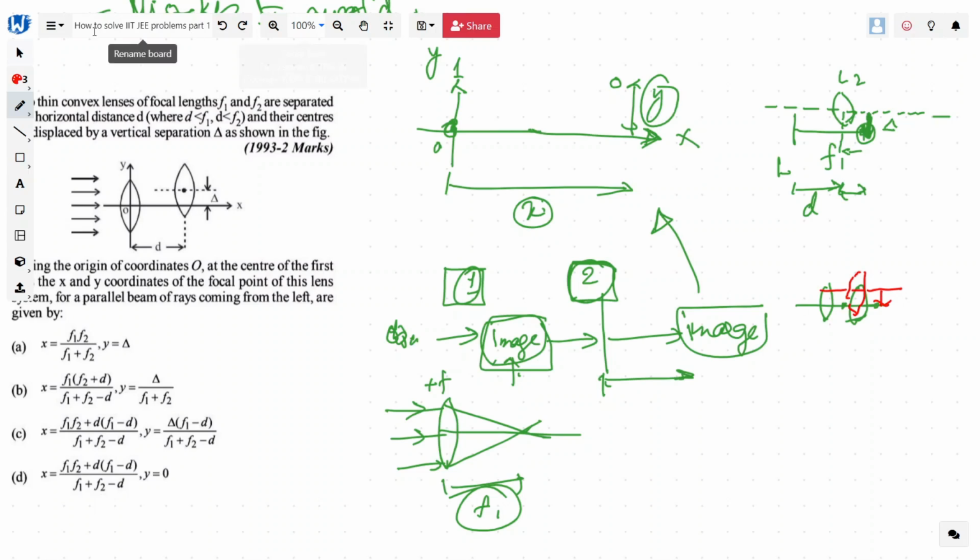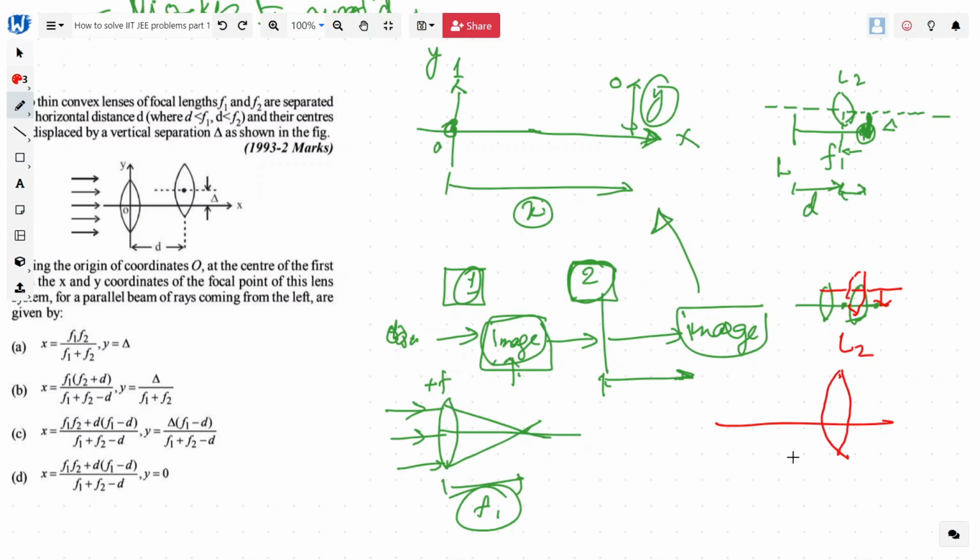That's all. So with that, let's try and find out the numbers. For lens number 1 we have already solved: it is going to be at a distance f1, and d is less than f1, so it is on this side. Here we have our diagram. First let's draw our diagram.